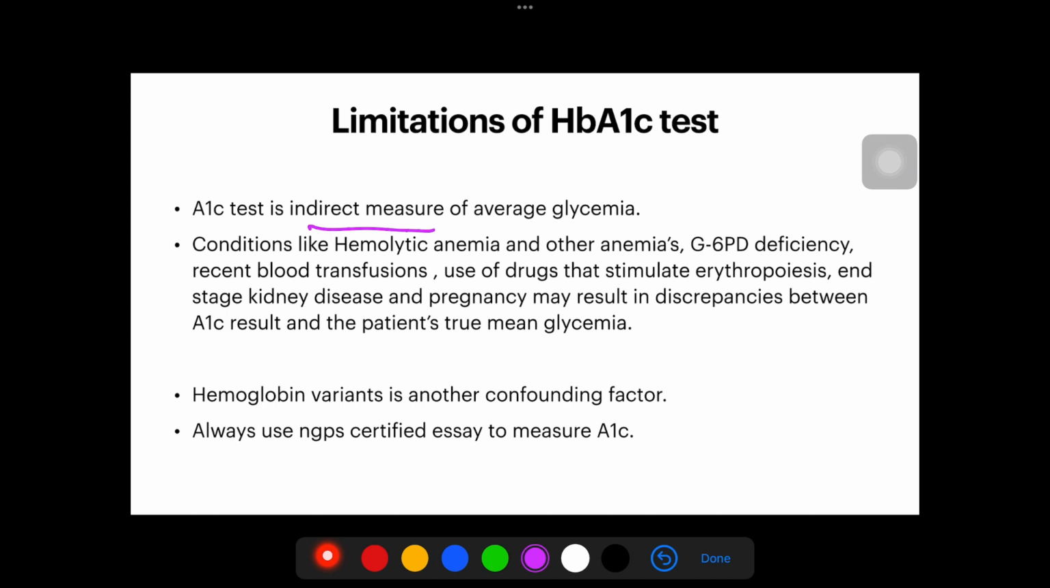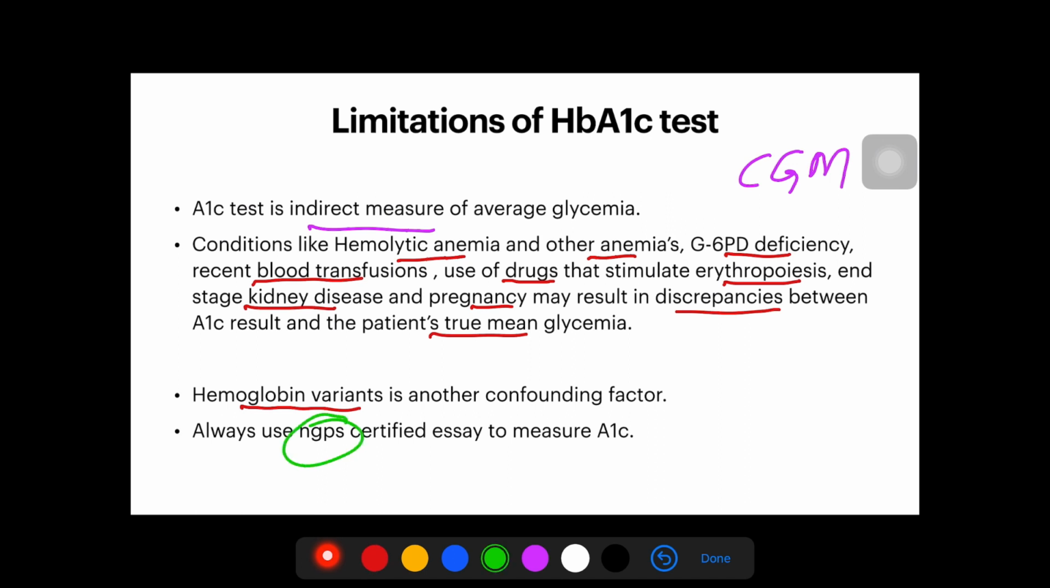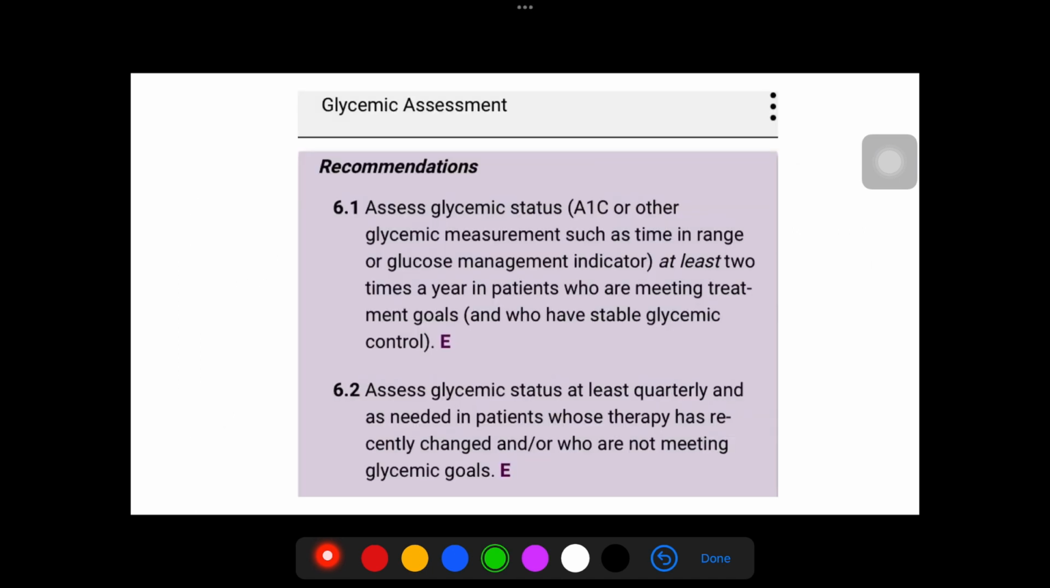Coming to the limitations of the HbA1c test, it is an indirect measure of average glycemia. So the better test is CGM, continuous glucose monitoring. Conditions like hemolytic anemia and other anemias, G6PD deficiency, recent blood transfusion, use of drugs that stimulate erythropoiesis, end-stage kidney disease, and pregnancy may result in discrepancies between the A1c result and the patient's true mean glycemia. Hemoglobin variants are another confounding factor. Always use NGSP certified assays to measure A1c.